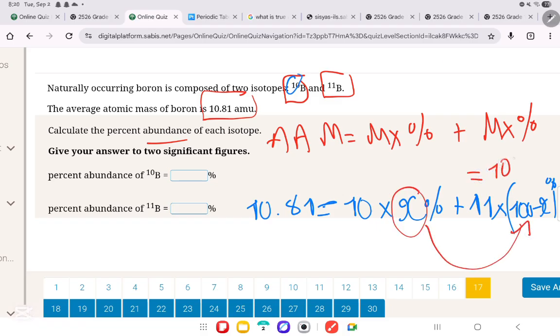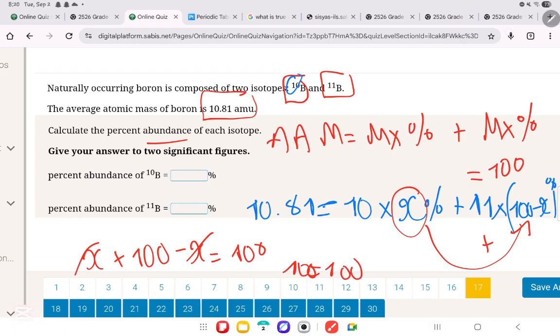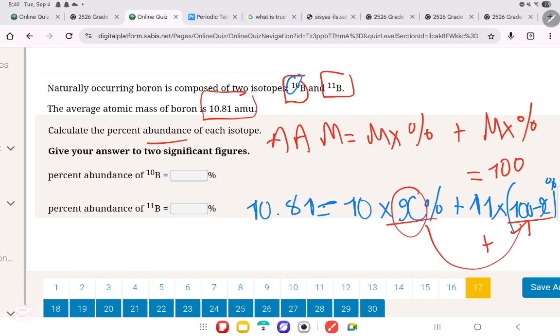What you need to know is that this plus this is going to give me 100. So x plus 100 minus x is going to be equal to 100. Of course, this and this cancel, so you'll get 100 equals 100. But what you need to know for now is that this plus this is supposed to give me 100. This is why I did x, and then the other one is 100 minus x.